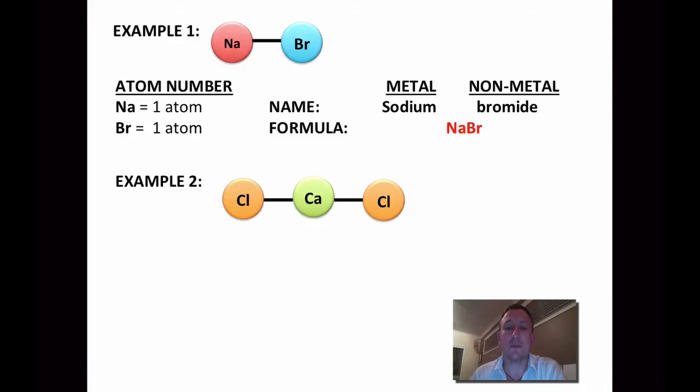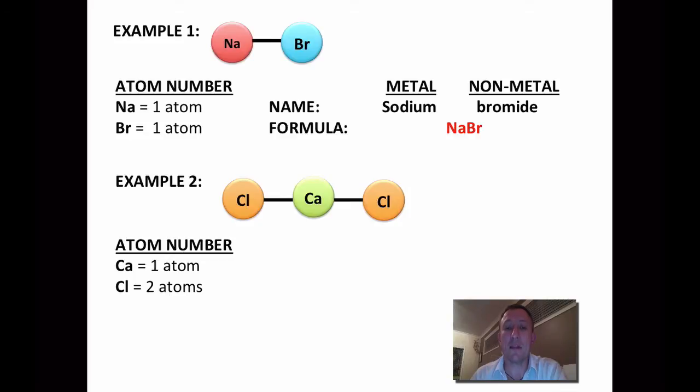Let's look at example 2. In example 2, we've got calcium, Ca, which is joined with 2 chlorines. Don't let this confuse you, just follow the rules as we stated earlier. Let's look at the atom numbers first. We have 1 calcium atom, that's the green circle, and that is joined to 2 chlorine atoms. At this stage, don't worry about how they join together. Just practice the process of how many metals, how many non-metals, and then you will find that it will come together.